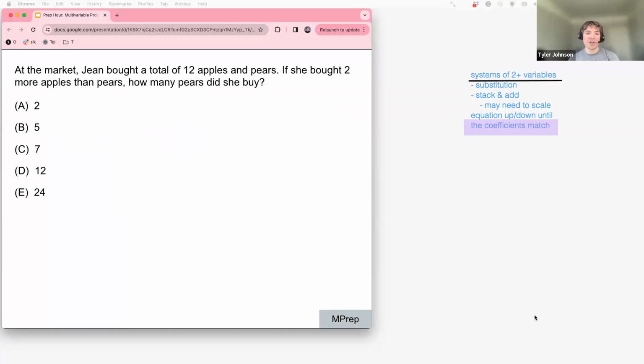And if I started to translate here, I might take that first sentence and write it as x plus y equals 12, right? I got a total of 12 apples and pears. And that's not necessarily wrong, but there's something that isn't ideal about my approach, right? What's something I could change about this equation to save myself from a potential headache later on?